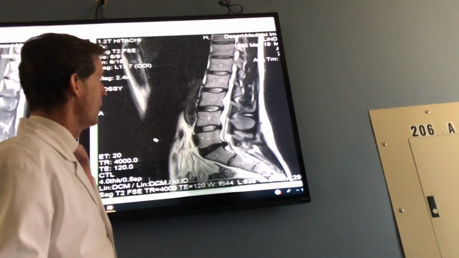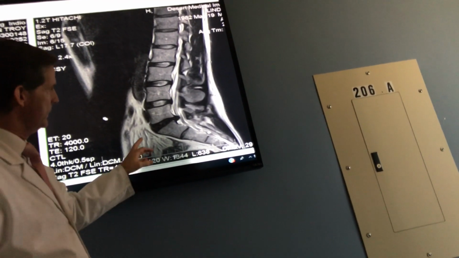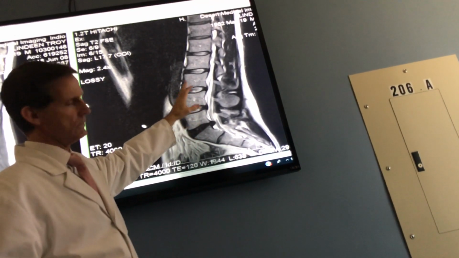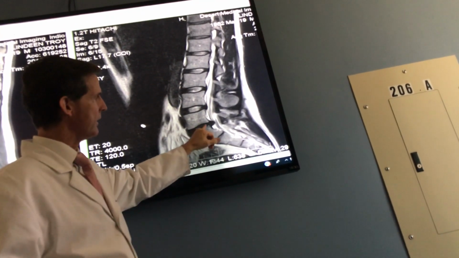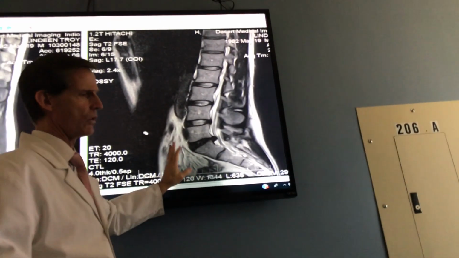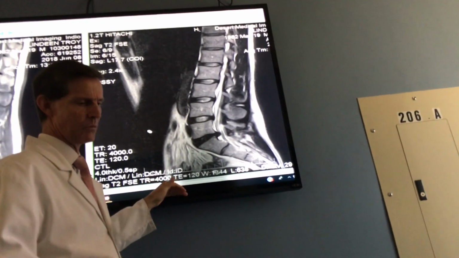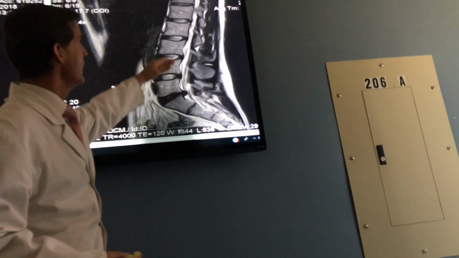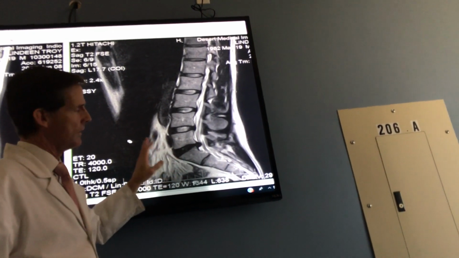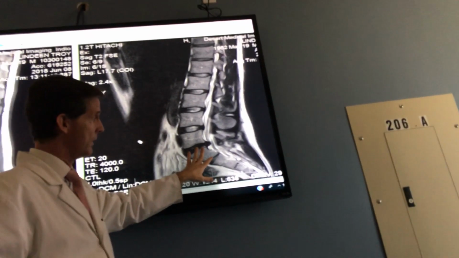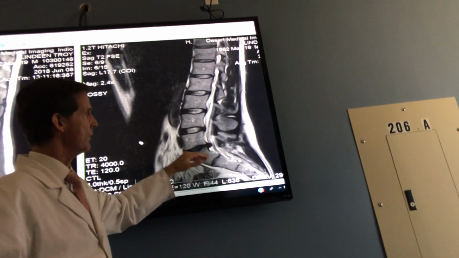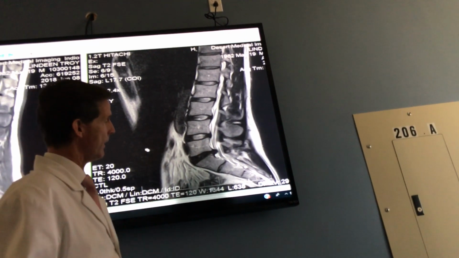Now, look at the color. See the difference in color? See that white? White's water. White is good. See the black? That's desiccation, meaning the disc is dying. It means it's losing or has lost its water content. We want more white than black. Fortunately for you, it's pretty much white all the way through here. The worst disc you have, which is giving a lot of the problems, is at the S1 nerve root, L4, 5, and S1. This is where the problem is.